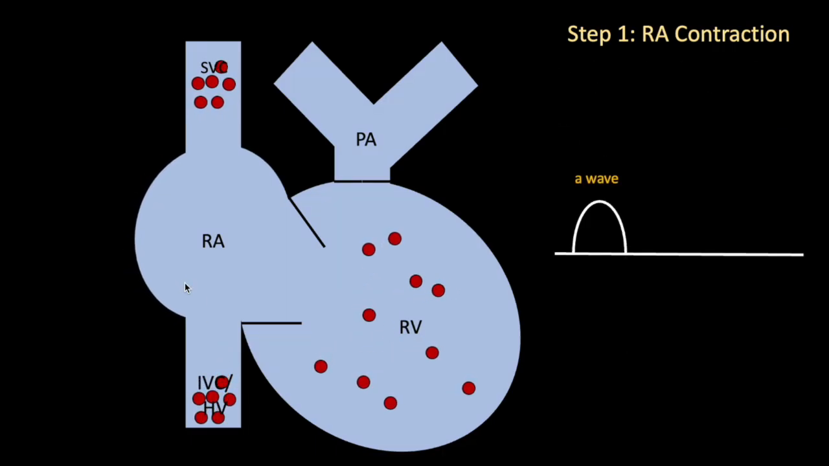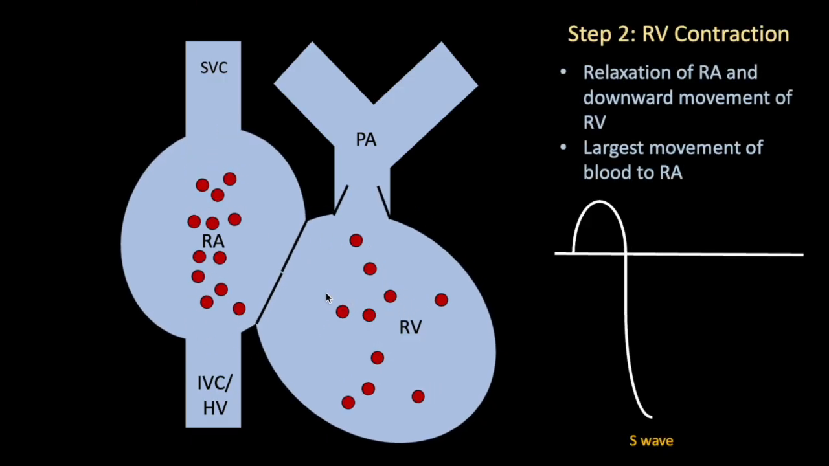Now, as this maximally contracts, the A wave eventually slows down and stops, and then we get right ventricular contraction. When the right ventricle contracts, there's going to be relaxation of the right atrium and downward movement to the right ventricle, and this sucks blood back into the right atrium, so there's rapid movement from the hepatic veins into the right atrium, and you get this S wave right here indicating systole. This is going to be your largest movement of blood into the right atrium, so you're going to see this quite large S wave right here.